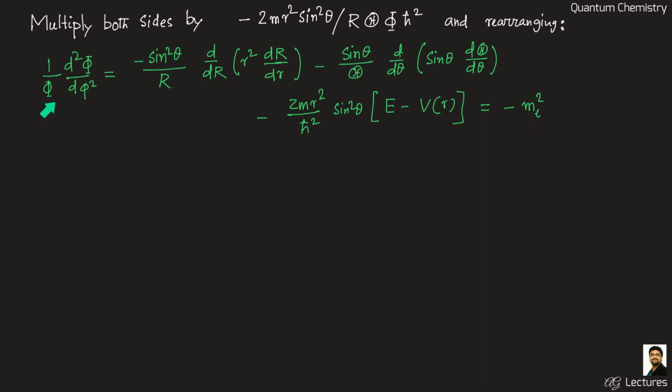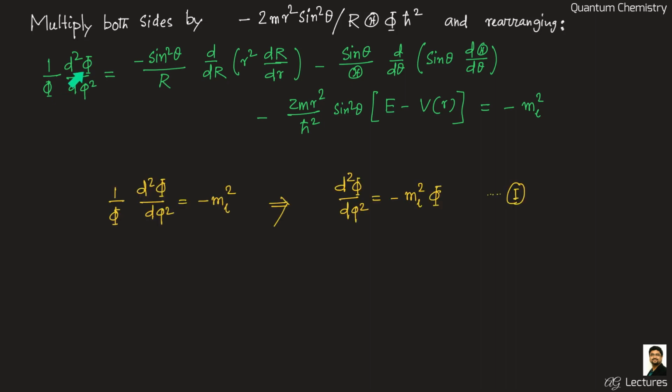Now if I just take this particular portion, the left hand side equal to the constant, then we get our first equation involving the function capital Phi, and that equation is this.